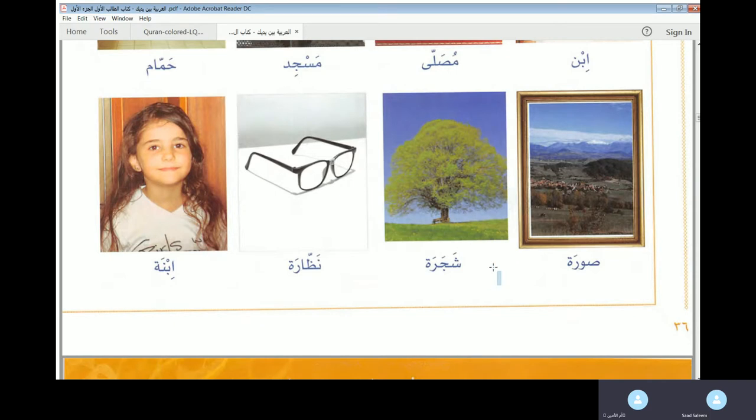Suwar. When we stop at the end of the sentence, ta changes into ha. Suwara. Suwara. Yes, next.